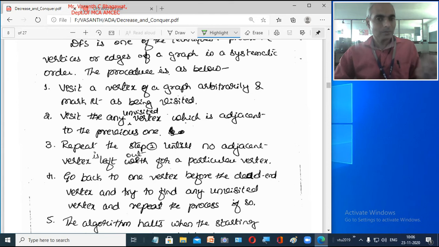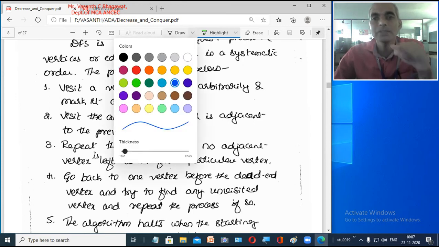So visit a vertex of a graph arbitrarily. Once you have started with an arbitrary vertex, mark that as visited, because you have visited that particular node. So we start with an initial vertex, and you compare that initial vertex with your goal node. If it is the goal node, you return from your algorithm. If it is not the goal node, then we mark that vertex as visited, because we should know which vertices or which nodes you have visited. For doing that, we mark that particular node as the visited node.